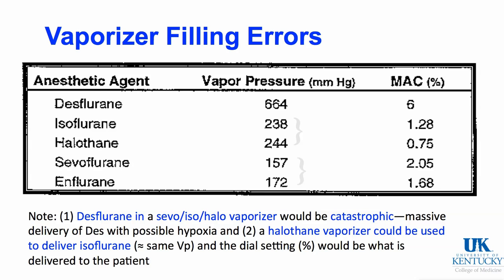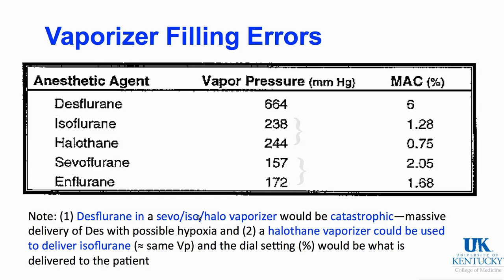For example, if I put isoflurane in a halothane vaporizer or halothane in an isoflurane vaporizer, since they have the same vapor pressure, they deliver the percentage that you have on the dial. But the percentage on the dial is a different MAC because halothane is more potent than isoflurane. Now, if I happen to have an old enflurane vaporizer and had sevoflurane, I could put sevo in an enflurane vaporizer, dial 3.5% or whatever, and that's what you would deliver to the patient because the vapor pressures are the same.